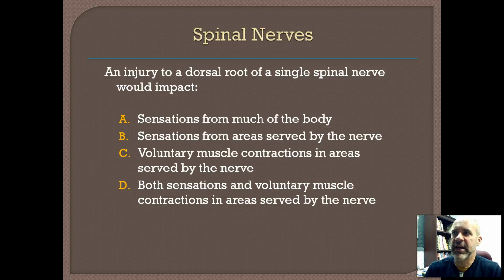All right, this question: an injury to a dorsal root of a single spinal nerve would impact which of these? A single spinal nerve. Dorsal root, remember the axons of sensory neurons pass through the dorsal root. So hopefully you're thinking sensations from areas served by the nerve. Remember, the axons of motor neurons travel outward through the ventral root.